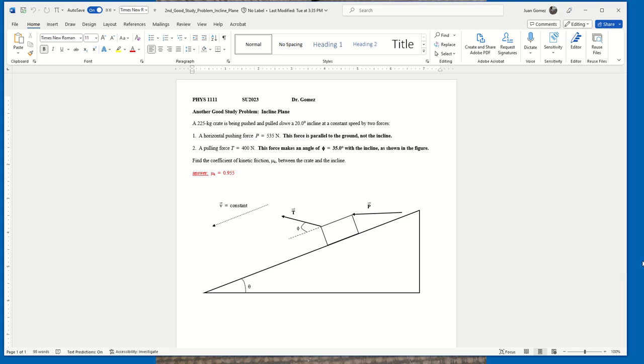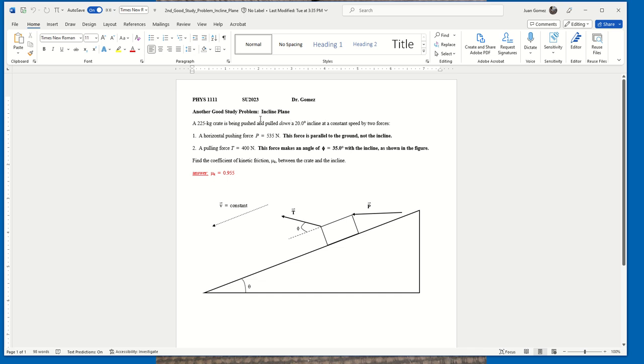Greetings, everybody. I posted a second practice problem involving Newton's second law as applied to what we call an inclined plane problem. And here's the problem itself. You've got a crate whose mass is 225 kilograms, and it's being pulled down an incline.